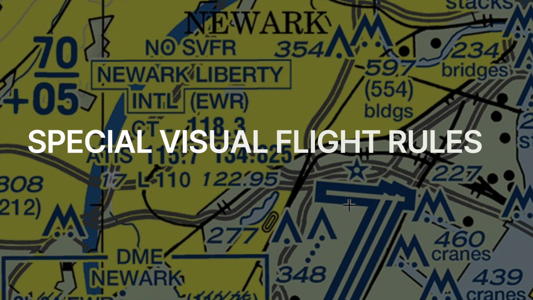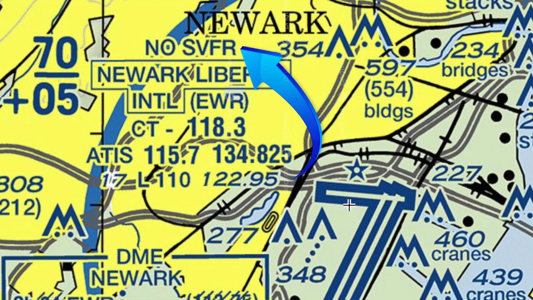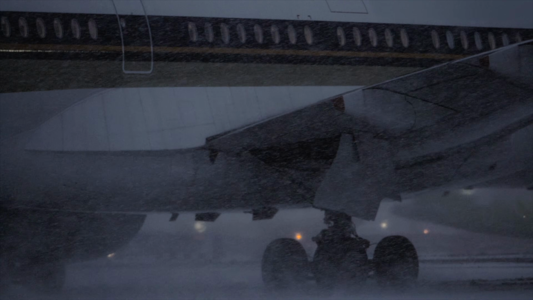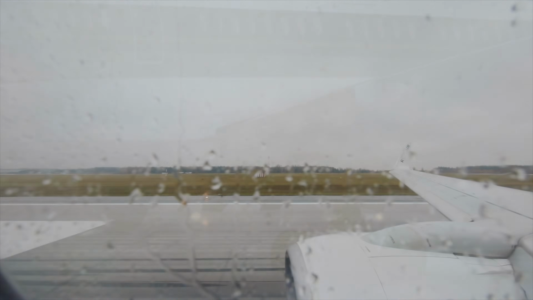SVFR stands for Special Visual Flight Rules. It refers to a set of clearance procedures that allow aircraft to operate in controlled airspace with less than standard VFR weather requirements. What this means is that when weather conditions are marginal during takeoff and landing, you will not be able to get authorization from air traffic control.